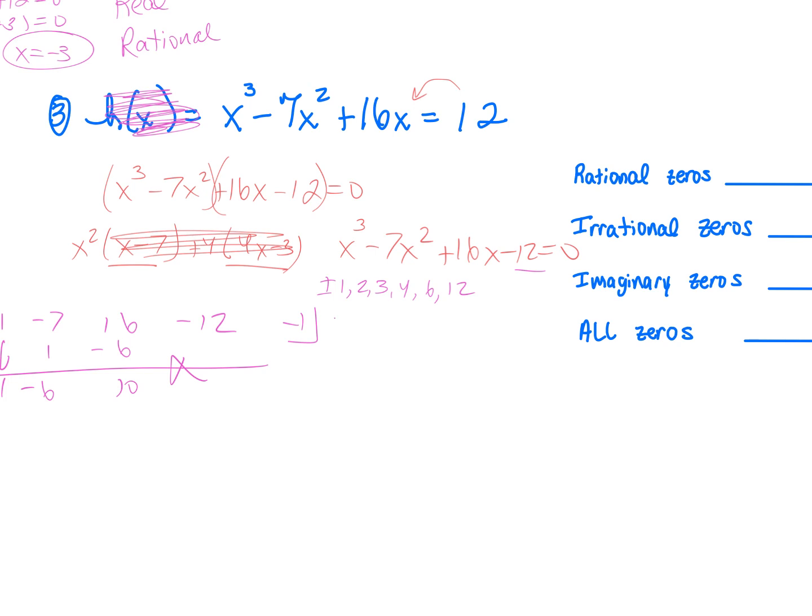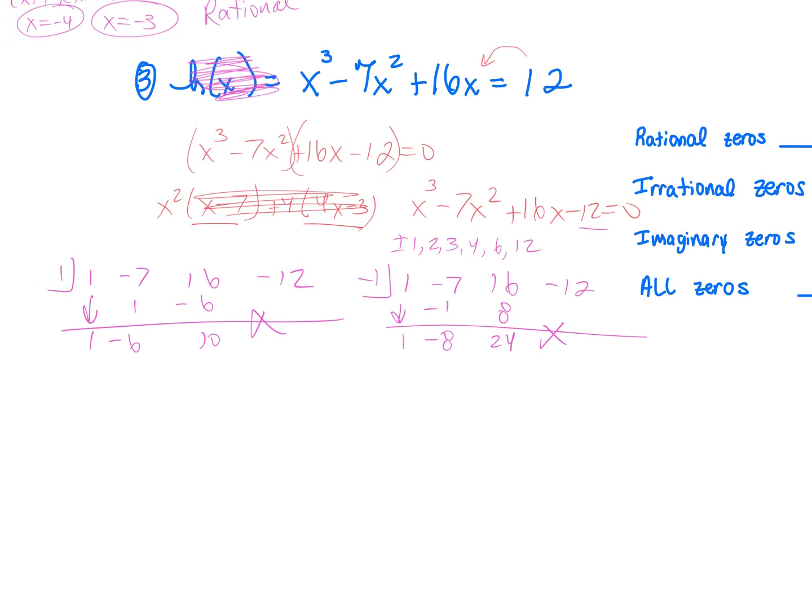Guys, just don't assume that 1 and negative 1 don't ever work, because they do. It just happens to be in these two that they don't. So bring down your 1. 1 times negative 1 is negative 1. Negative 7 and negative 1 is negative 8. Negative 8 times negative 1 is 8. Is this going to work? No. Because 16 plus 8 is going to give me 24. That's not going to give me a remainder of 0.